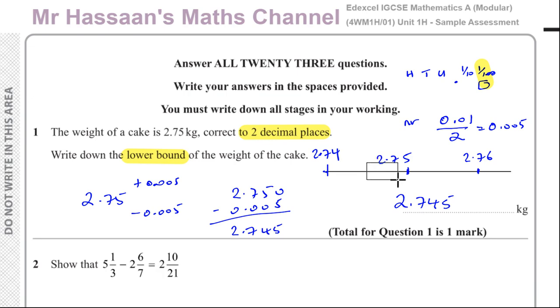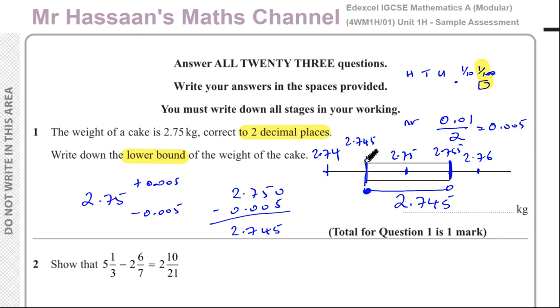then it has to lie somewhere in this area around 2.75. So if it's to the nearest hundredth 2.75, then it's going to be somewhere between these two values. This is the halfway point between 2.74 and 2.75, so that's 2.745. And that's halfway between 2.75 and 2.76, so that's 2.755. So the lower bound of this is 2.745 and the upper bound is 2.755. What we're after is the lower bound.